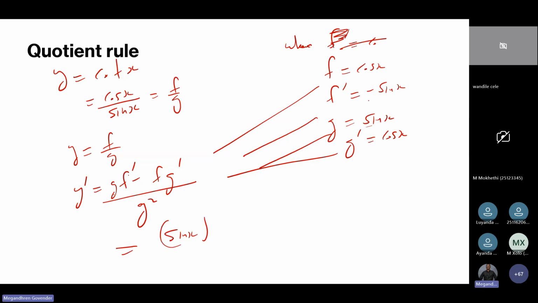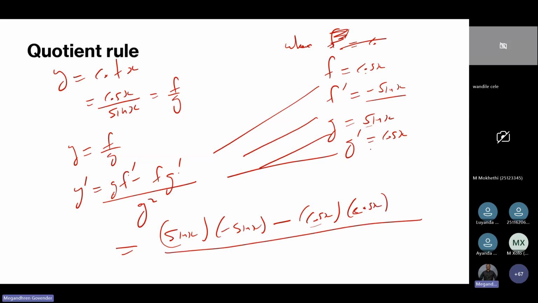F prime is minus sine x. Minus f is cos x. You can put them in brackets. G prime is cos x, all over g squared, which is sine squared x. Beautiful, isn't it? And if you do the math, you can see what's happening in the numerator.